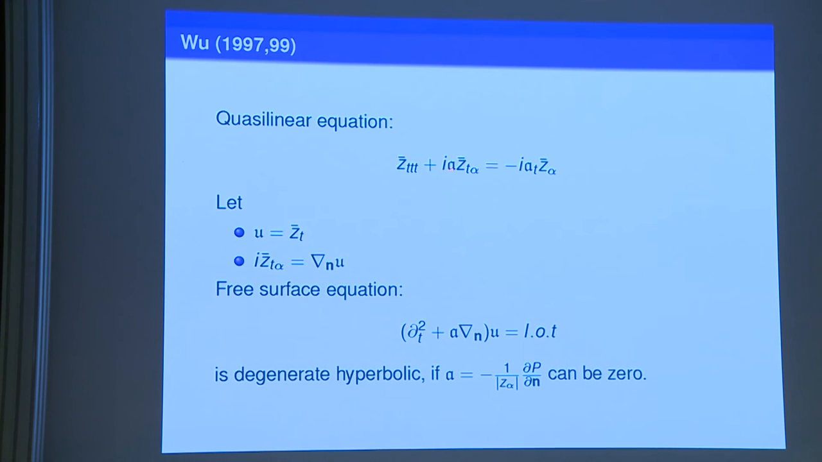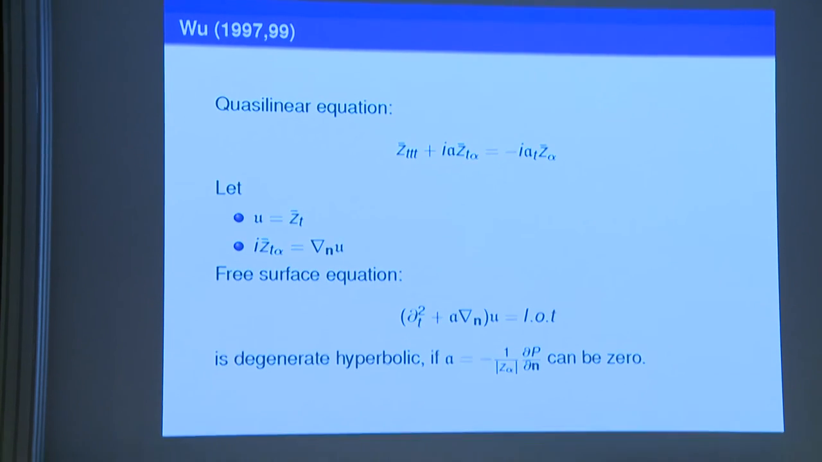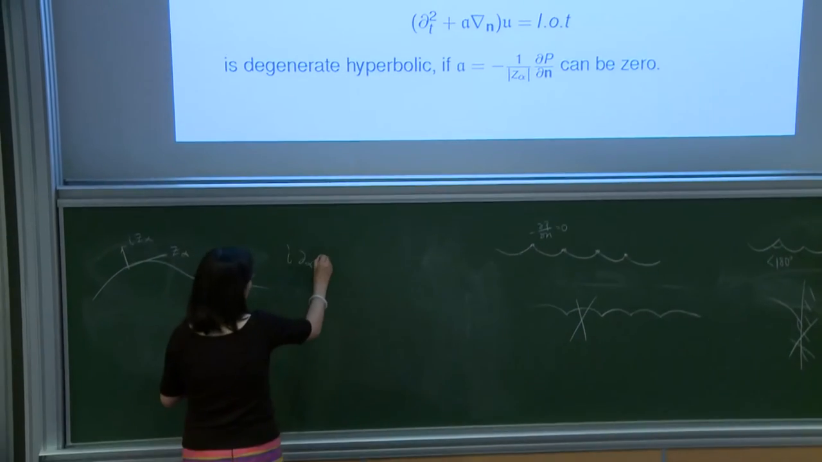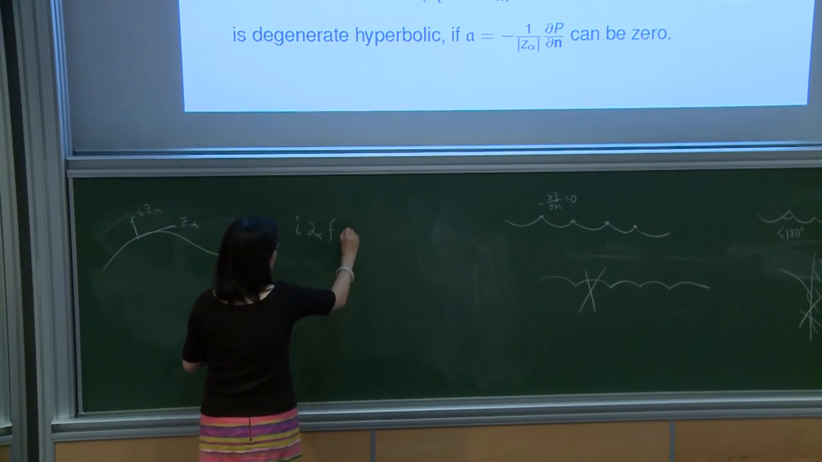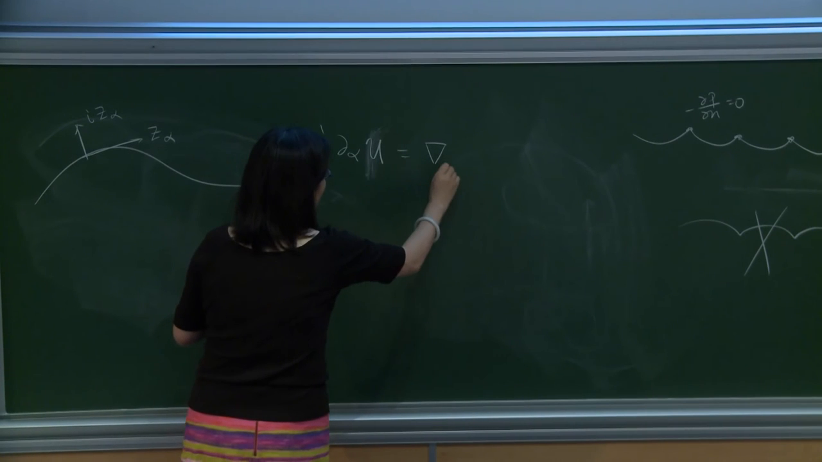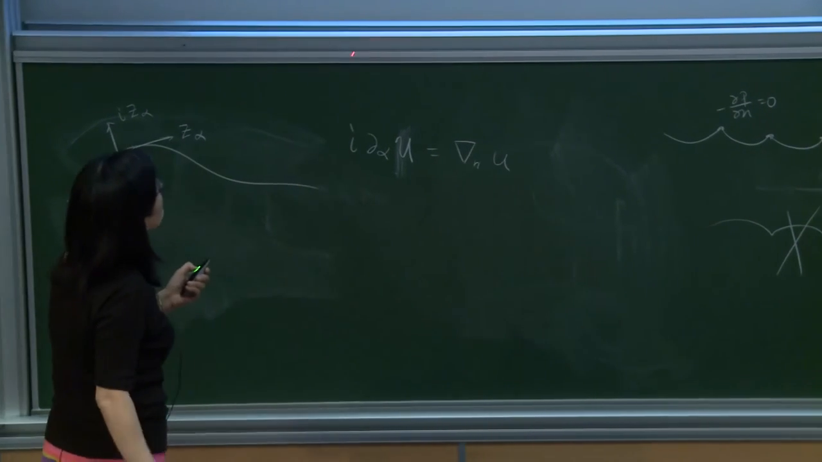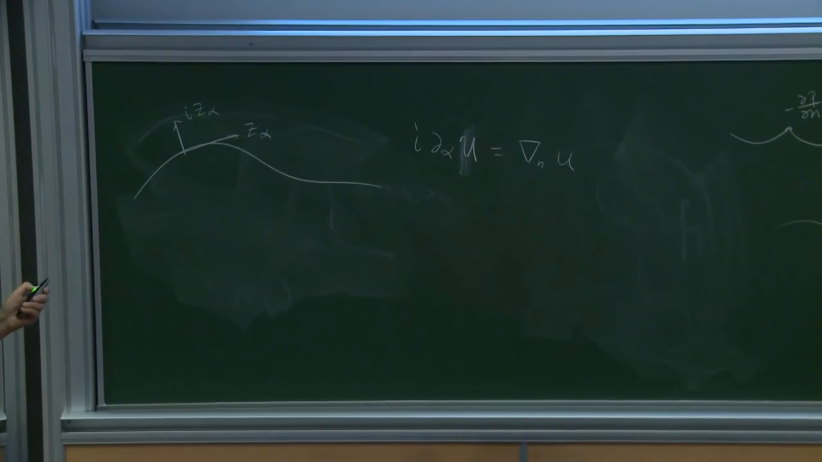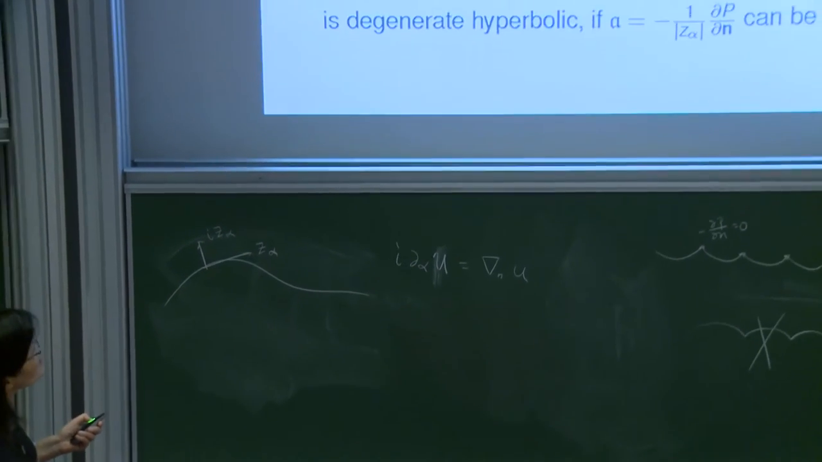So if Z_t bar is holomorphic, then I, the alpha of a holomorphic function, actually is really the normal derivative, the Dirichlet-Neumann operator acting on the normal derivative. Okay, so this is a Dirichlet-Neumann operator. So this is how it goes about.